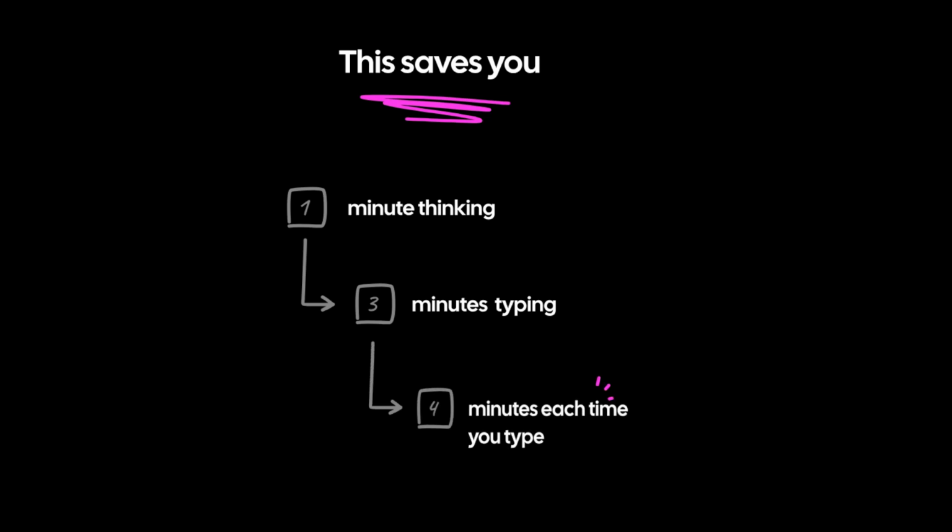The way this extension works is it looks up the context across your tabs and your history tree, and based on your browsing behavior, when you type a single keyword, it tries to give you suggestions based on it. So this saves you 1 minute of thinking, 3 minutes of typing, or 4 minutes each time you type. Let me show you how it works.